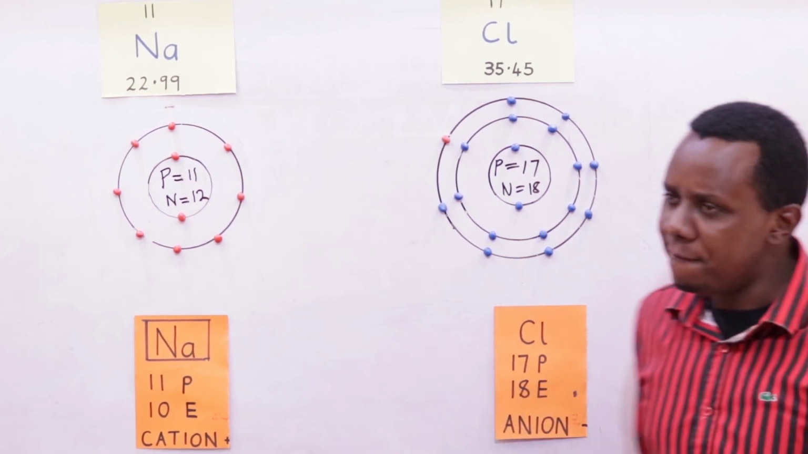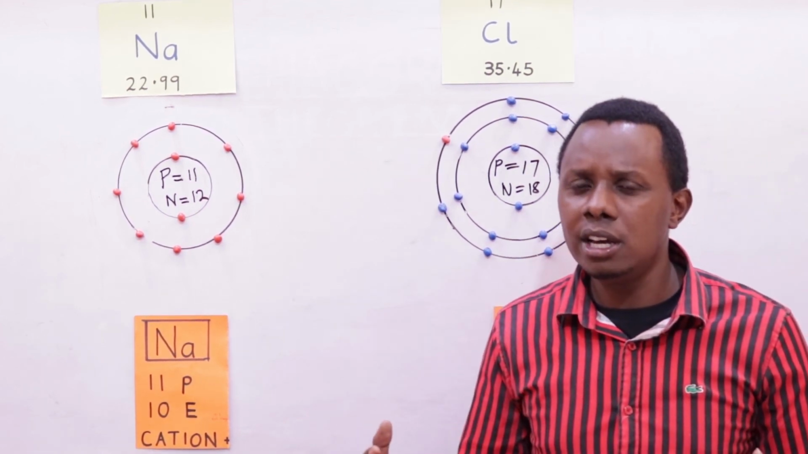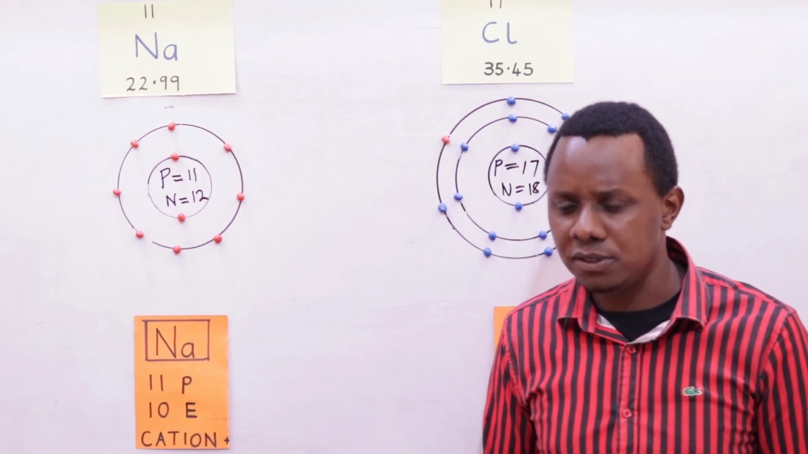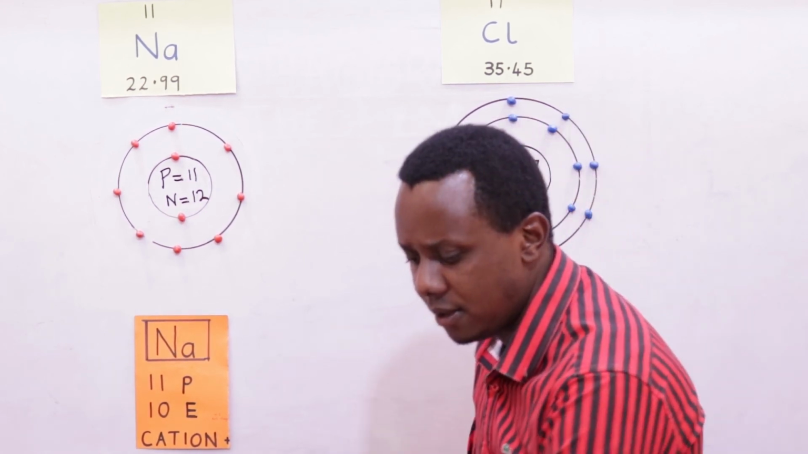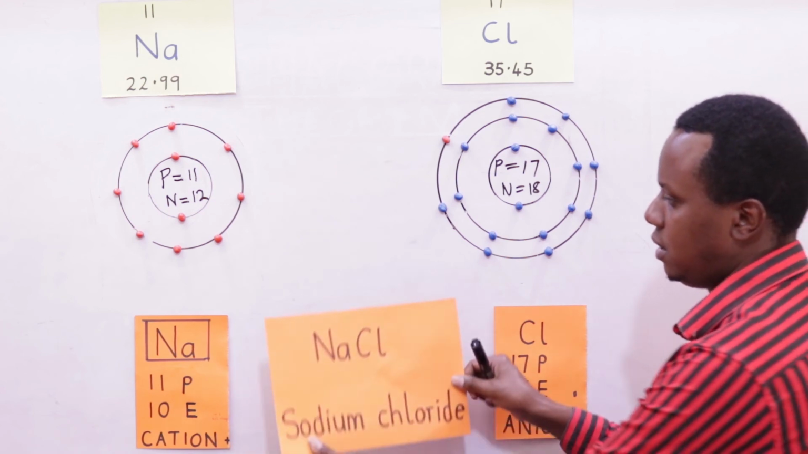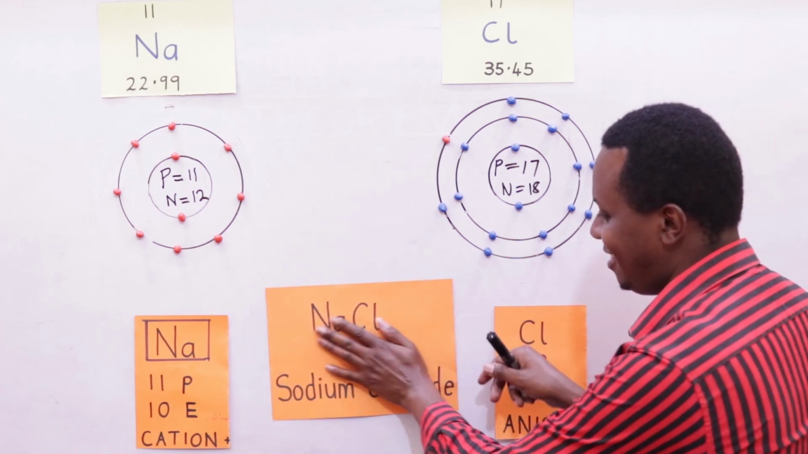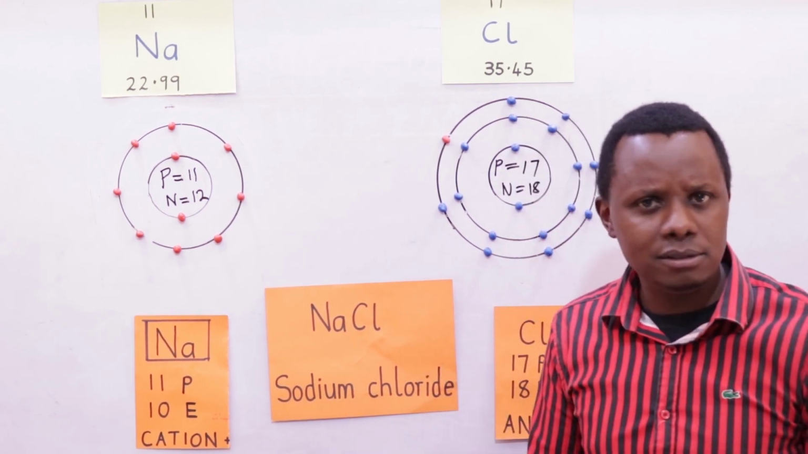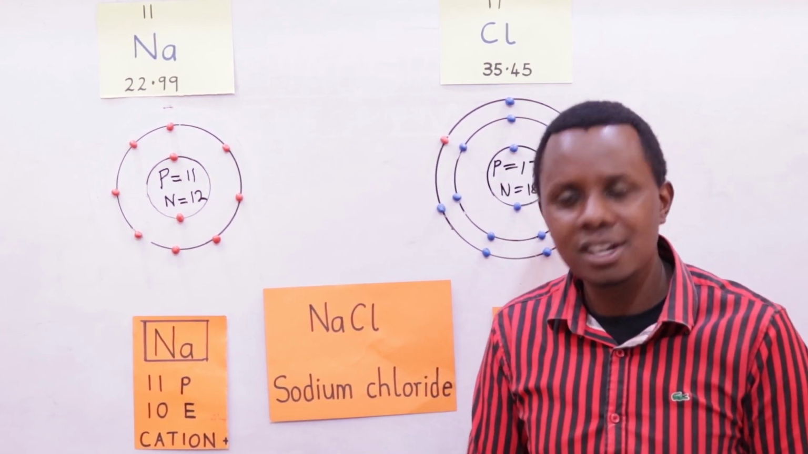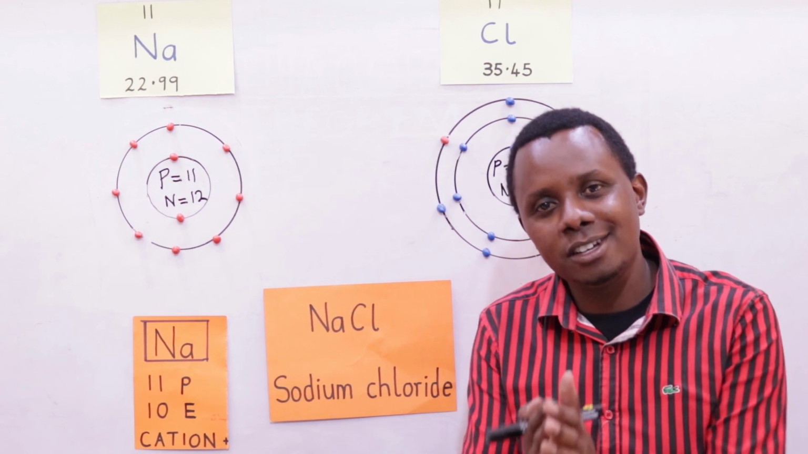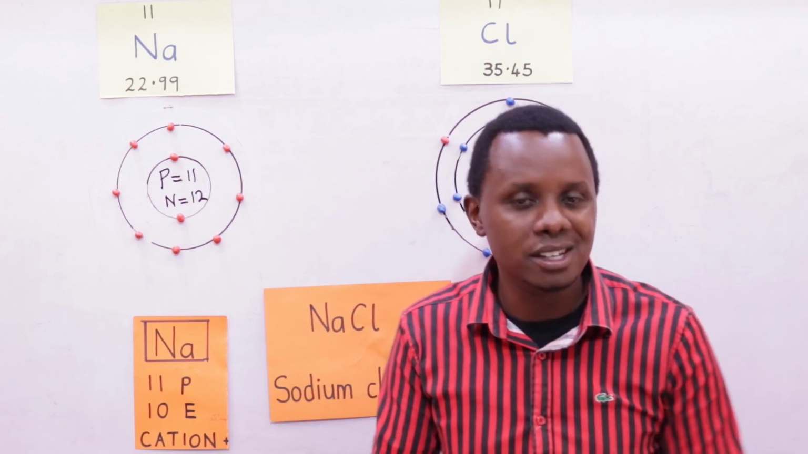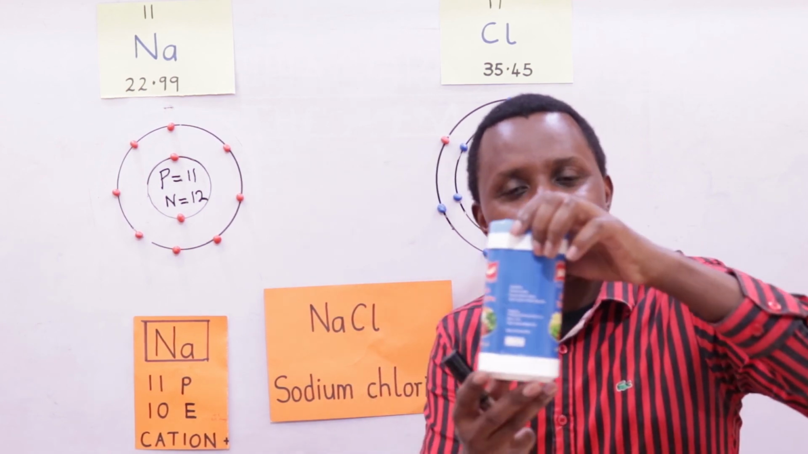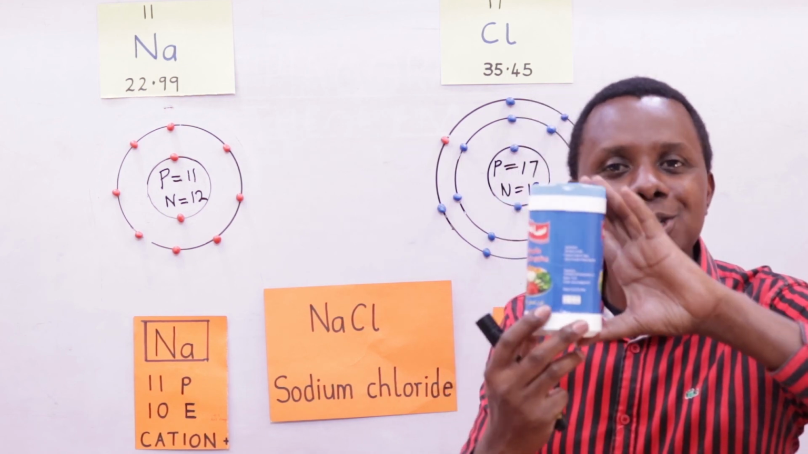Now, the two of them have made something quite interesting and something very common in our homes. Sodium chloride. Why am I saying it is something common in our homes? Because sodium chloride is just a fancy way of saying table salt. Common salt that you use at home.